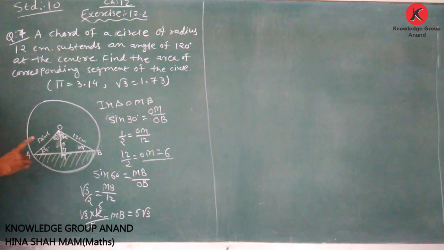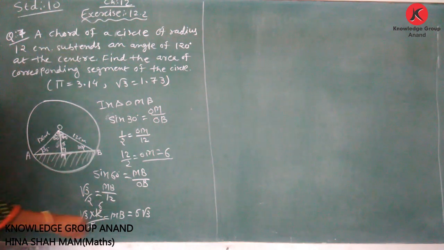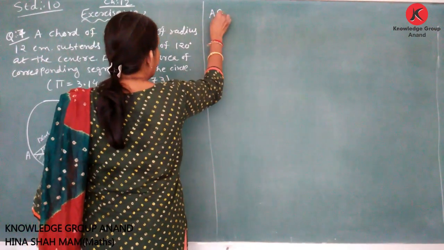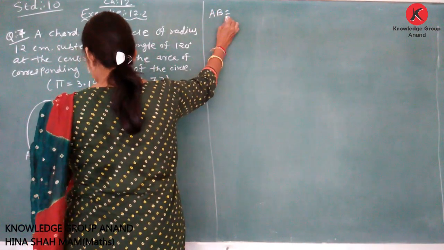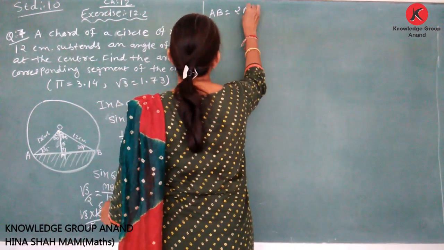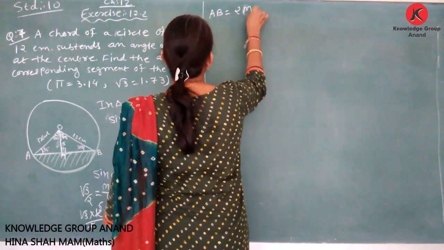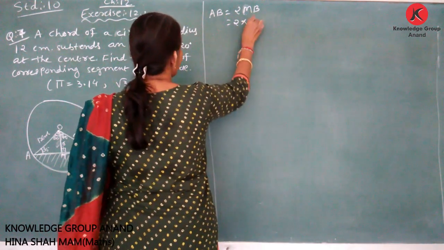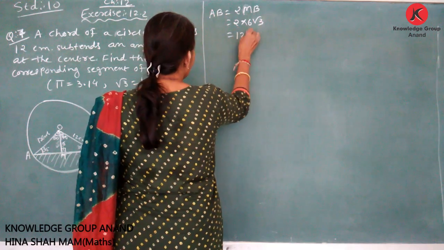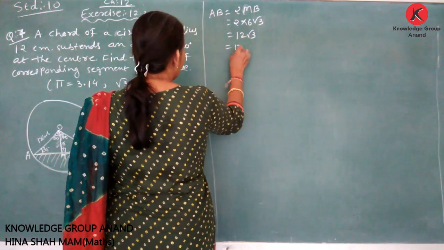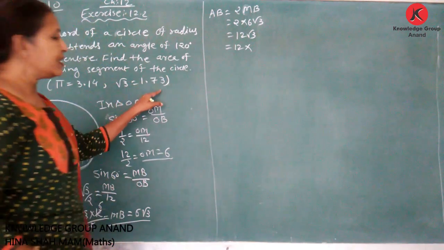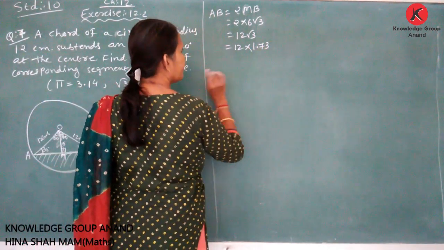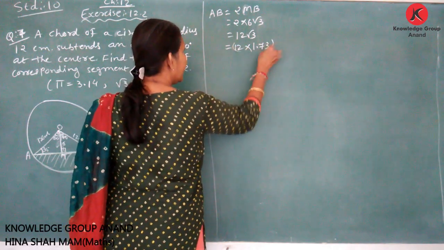But we know AB is equal to 2MB. AB is equal to MB plus MB. We need AB, 2 into MB. MB is equal to 6 root 3, so AB is 12 root 3. Root 3 is equal to 1.73. Okay, put here like this.